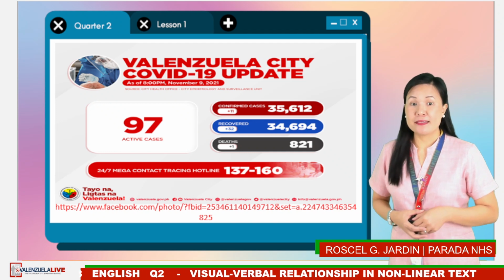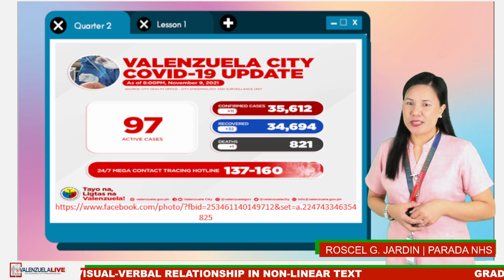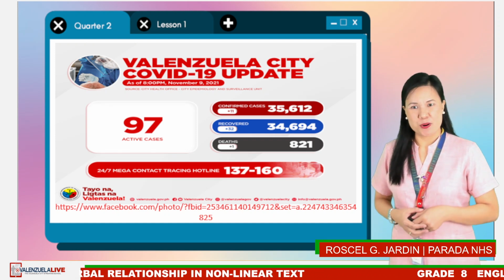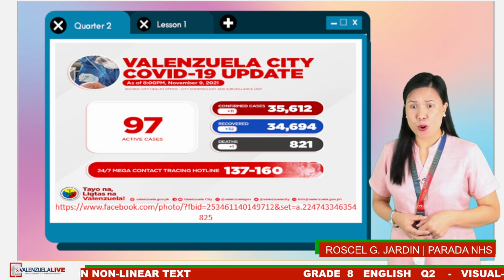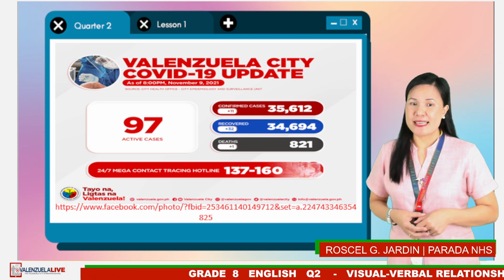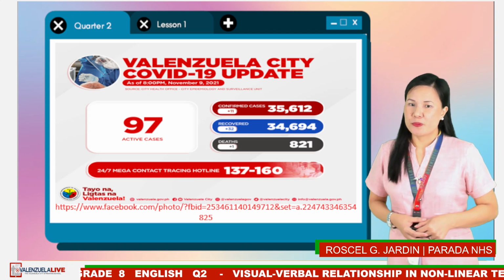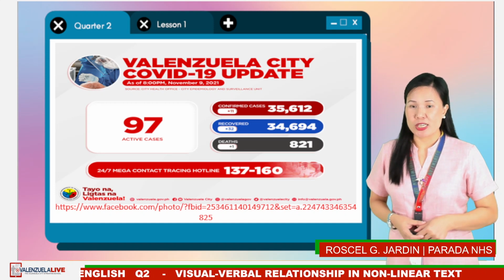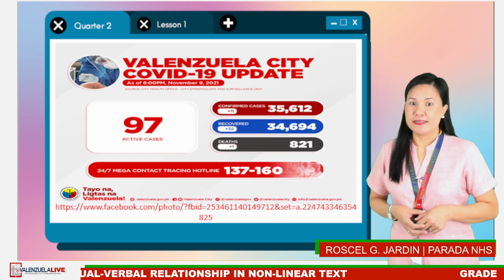35,612. And the recovered cases are 34,694. How do we interpret the given report? The total number of confirmed cases is 35,612. Take away the number of recoveries, which is 34,694.